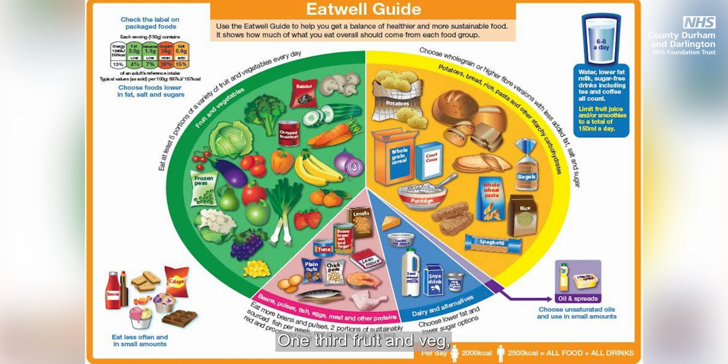One third fruit and veg, approximately 5 portions a day. One third starchy food, where whole grain, high fibre options are ideal. The last third is made up of protein sources, for example fish, chicken and meat, and fat from dairy products such as oils and spreads.